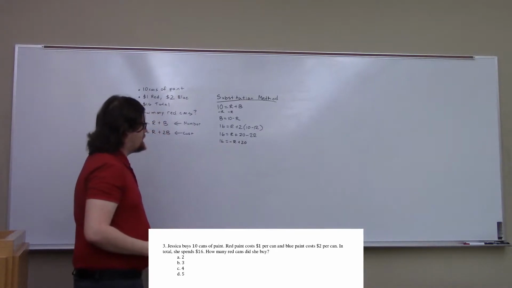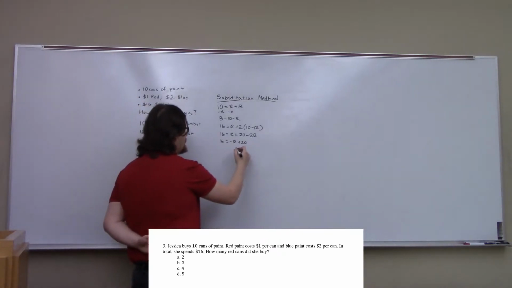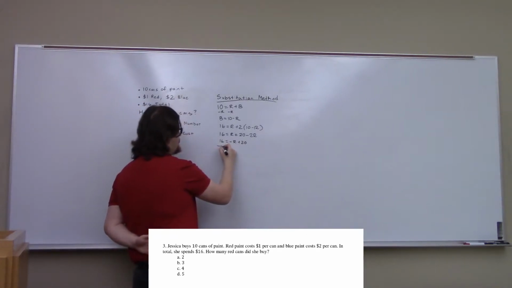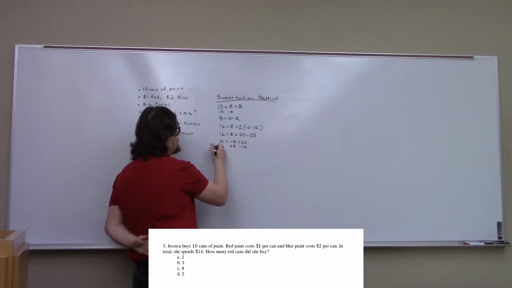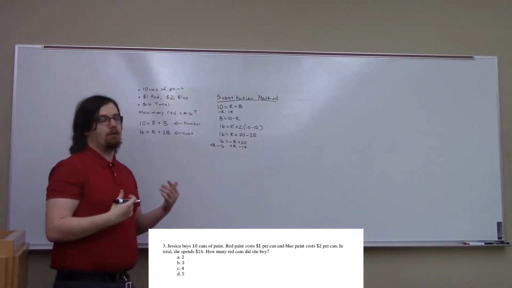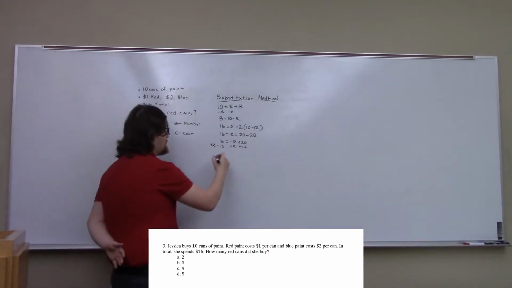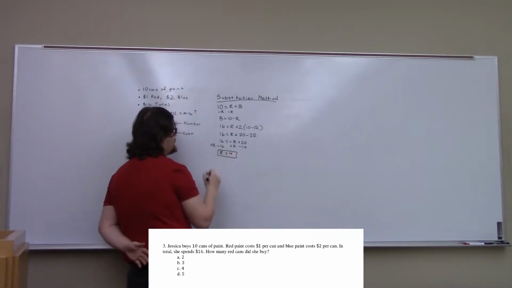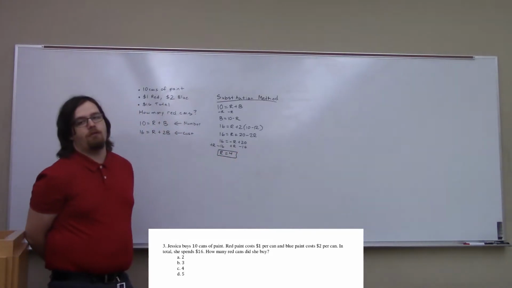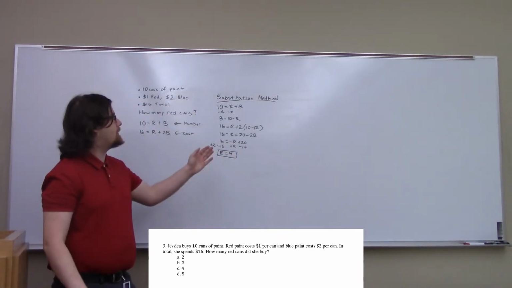Alright, now what we'll do is subtract 16 from both sides, and then add r to both sides. That way we don't have to do an additional step with dividing by negative 1. So we get r on the left side, and then 20 minus 16 is 4. That is our answer. We don't even need to solve for b when we use the substitution method.